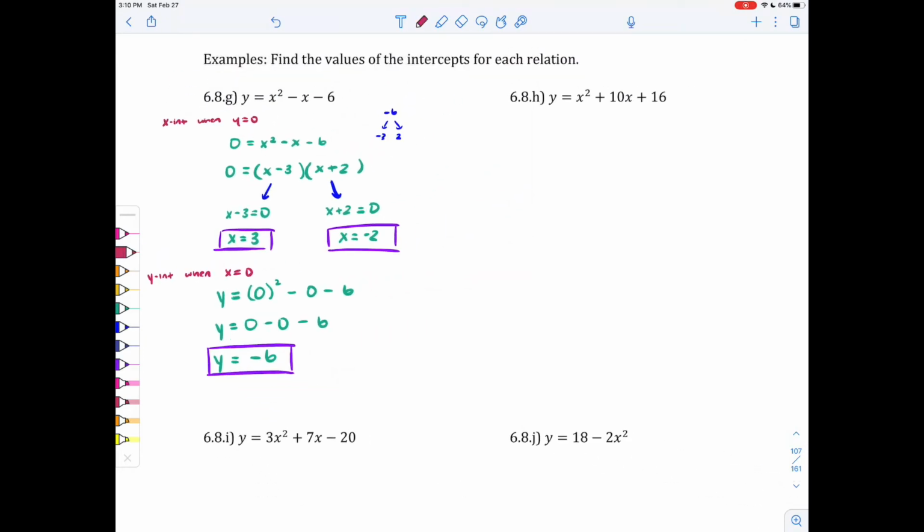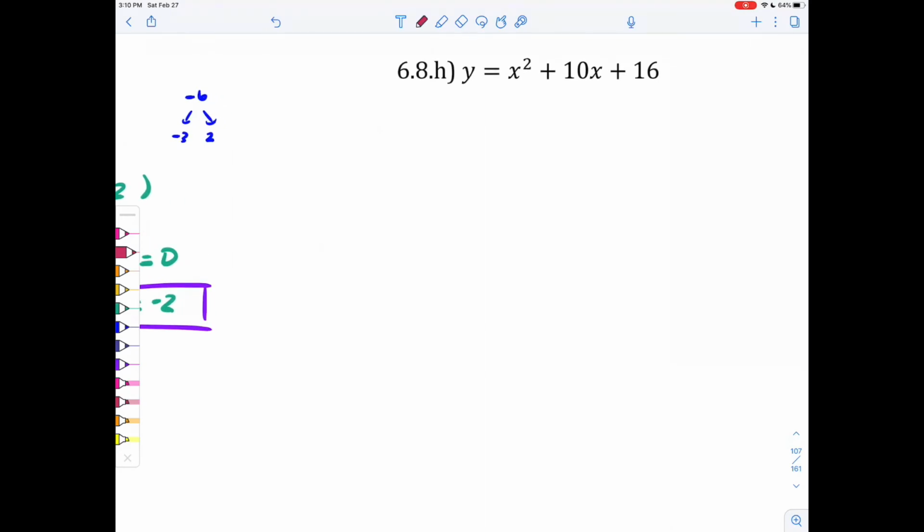So try these other ones, of course, and see if they match up with what we get here. I'll find my x-intercept. However you choose to factor, just make sure that you can factor this thing. I'm getting that's x plus 8 times x plus 2.